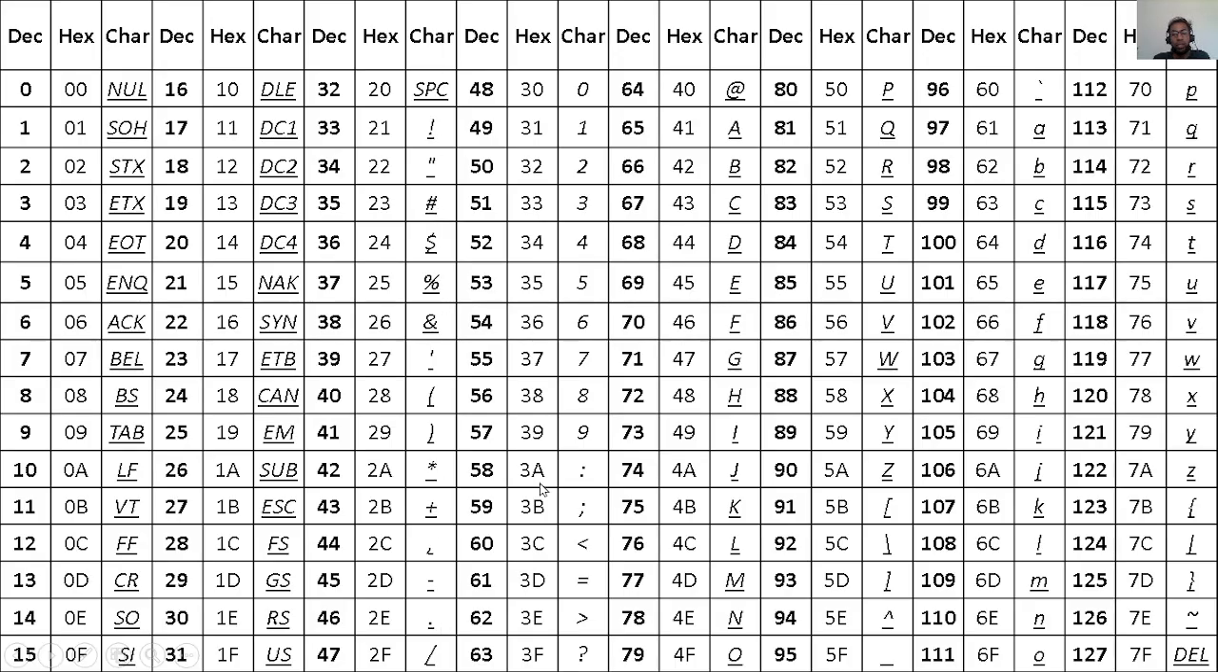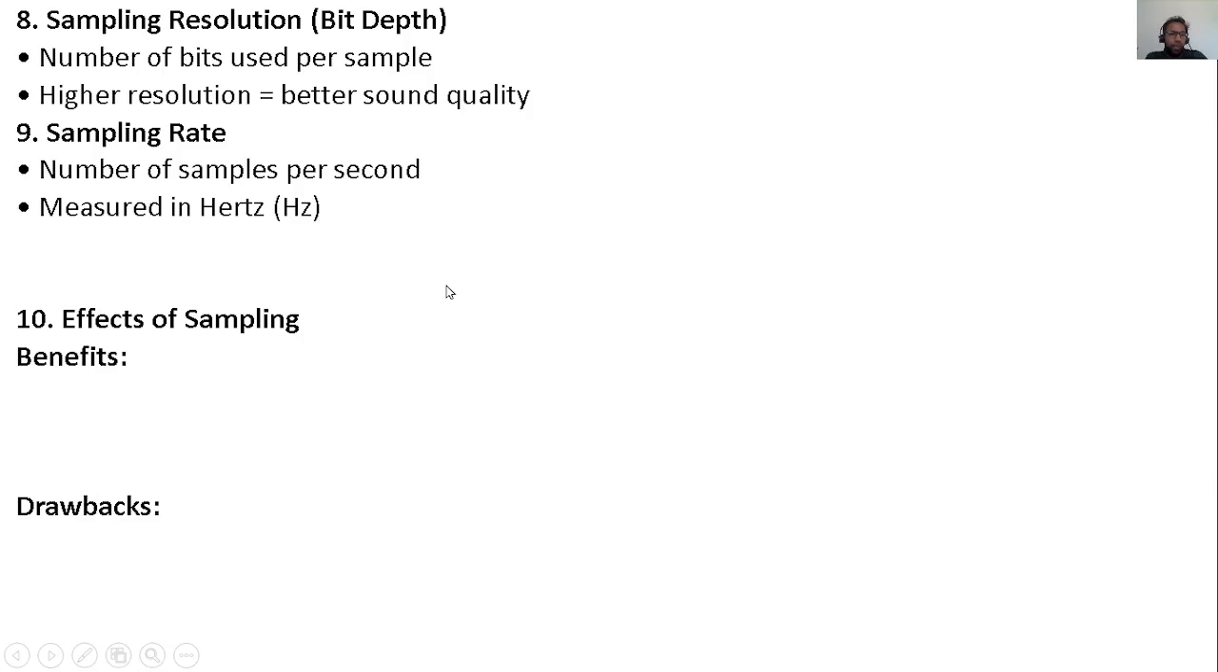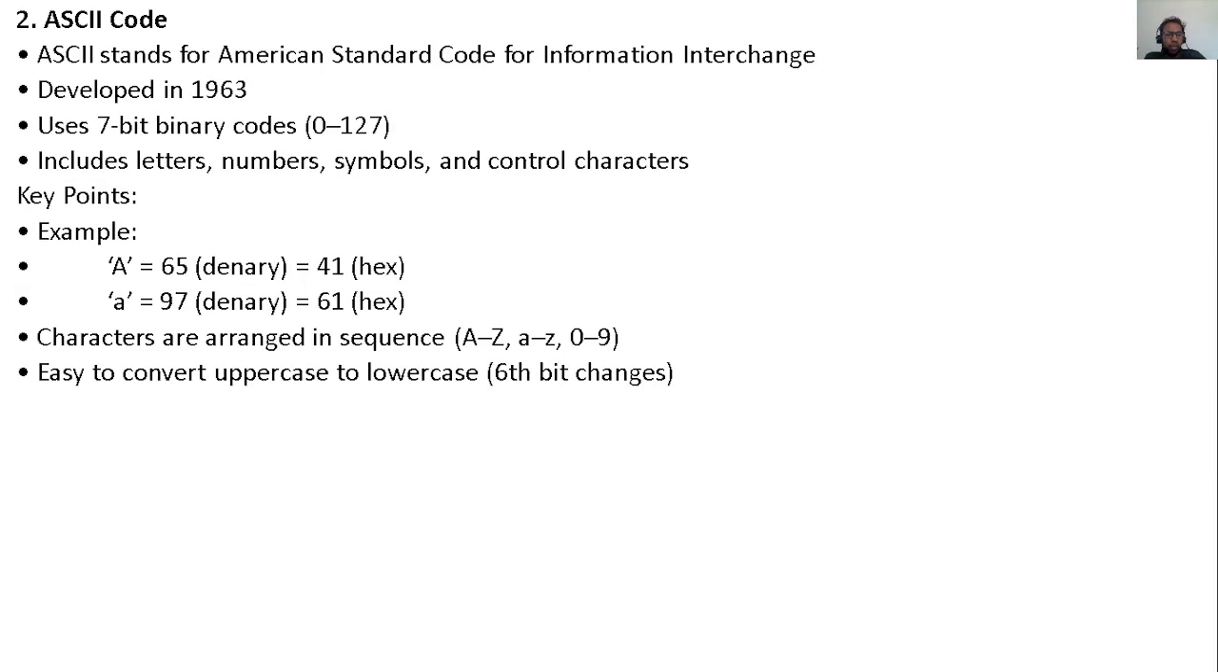These are all the characters that can be represented and that are assigned different numbers. There are numbers from 0 to 255. In this table we have shown only 0 to 127. Let's move forward.